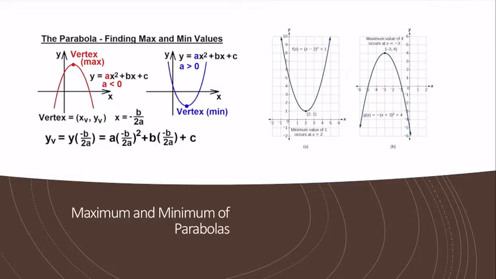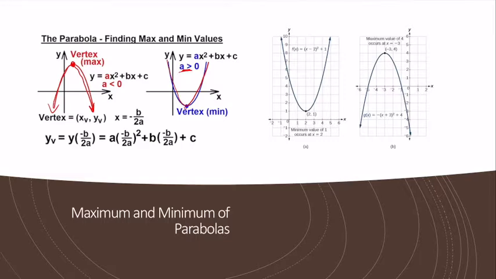So friendly reminder, when you have a parabola, if you have an a less than 0, so an a that's negative, that parabola is inverted and upside down, right? So its vertex is its maximum. If I have a parabola whose leading term's coefficient is greater than 0, so a positive number, then our vertex is our minimum. So keep that in mind for this section.